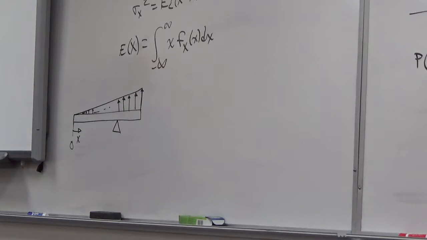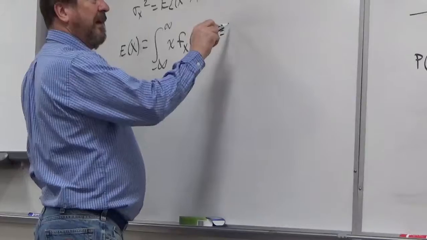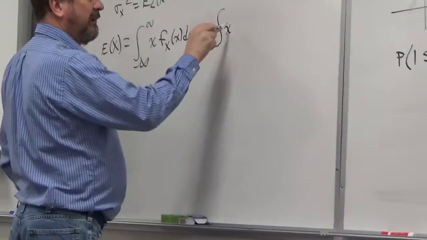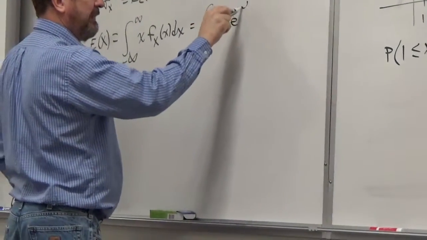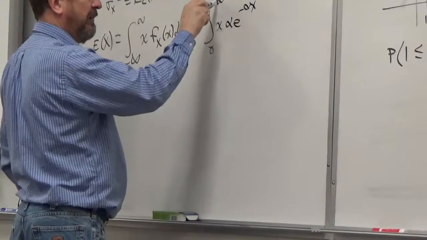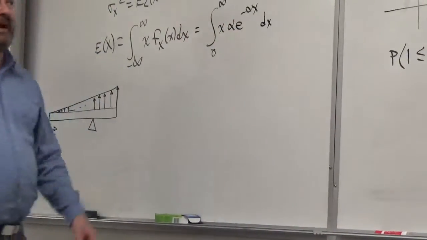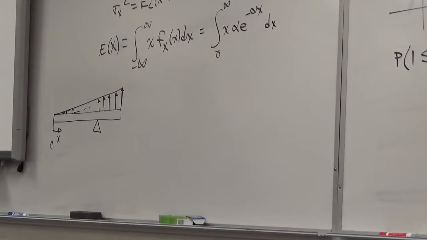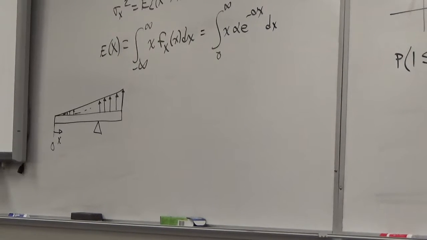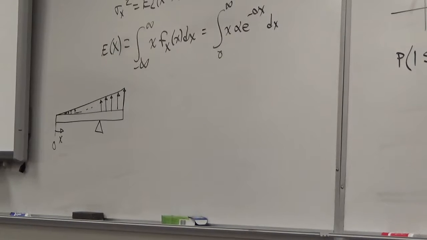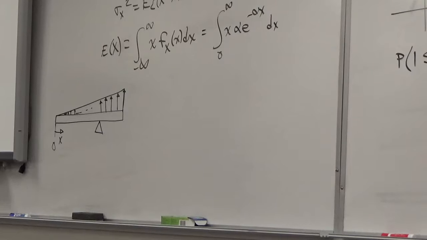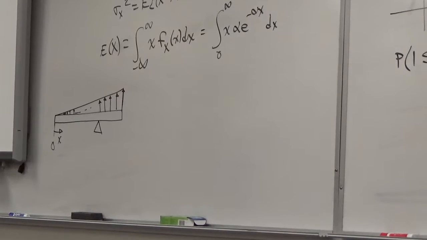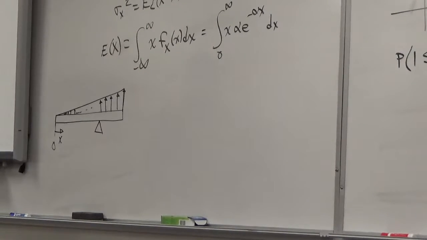Okay? So, in a case like this, let's take that and say that would be integral of x times alpha e to the negative alpha x from 0 to infinity dx. I want to find the mean of that. Can we do it? And I can't believe I've gotten myself into this problem. We're going to have to integrate by parts, aren't we? But you all won't answer any questions about calculus, so we're going to integrate by parts.